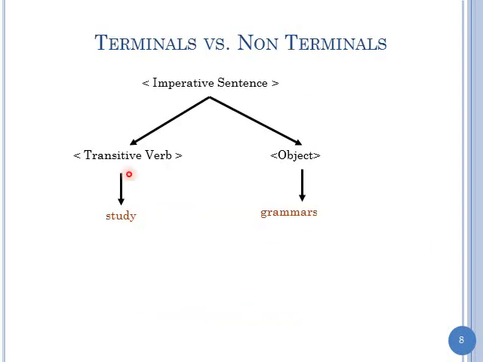This is terminals versus non-terminals. Terminals are things that have arrows going into them. They don't have arrows going out of them, because non-terminals are something that will lead to terminals. And so we follow some rules. The rule says that an imperative sentence is a transitive verb followed by an object. Then we follow another rule: transitive verb goes to a study. And so this is what can replace an imperative sentence.